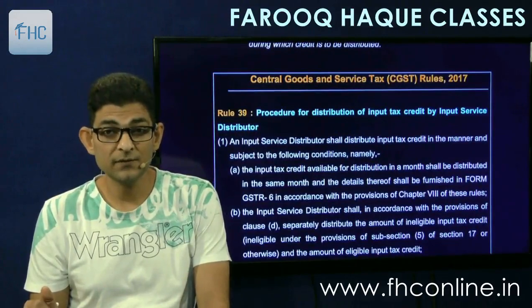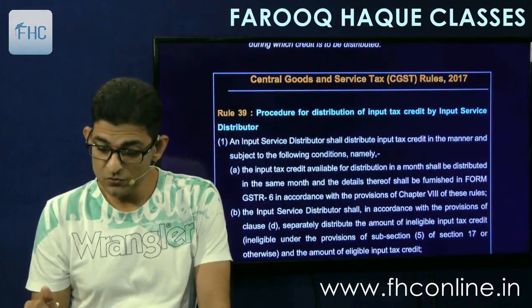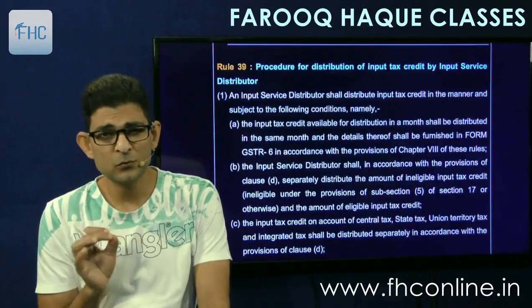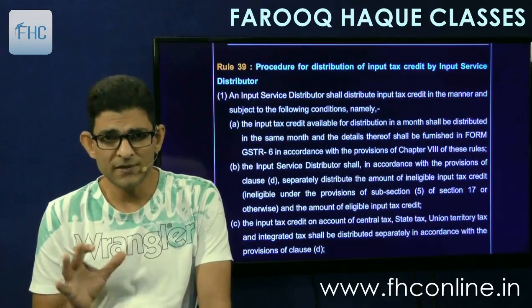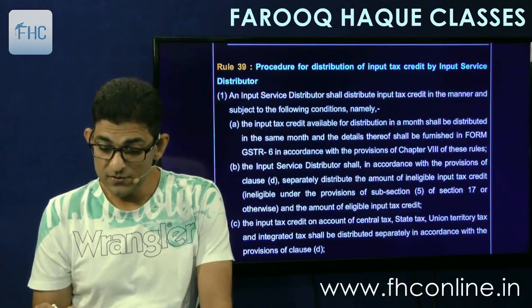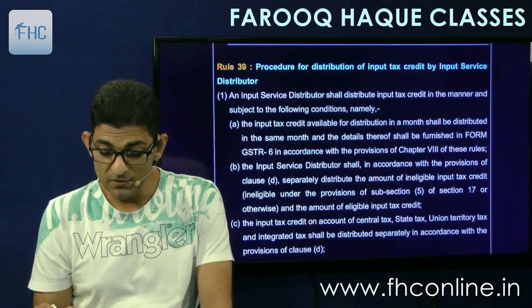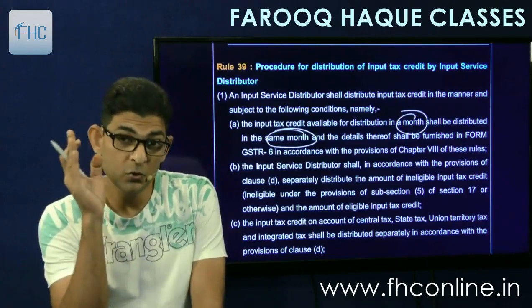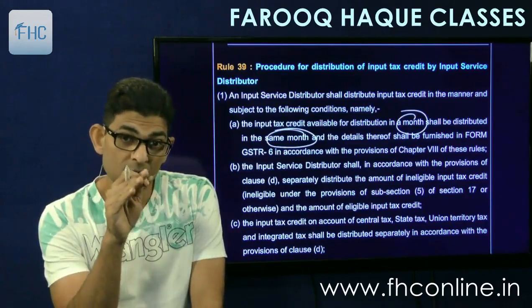Then the rules are given. Procedure for distribution. Now the whole procedure is given. You have to just remember a few things out of this, not the complete details. An input service distributor shall distribute input tax credit in the manner and subject to following conditions, namely, the input tax credit available for distribution in a month shall be distributed in the same month. First important point, it has to be distributed in the same month only.